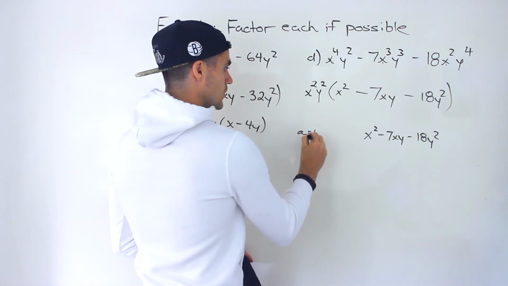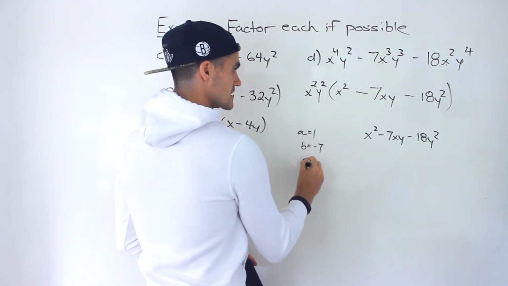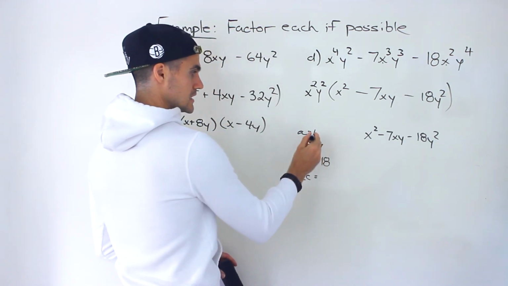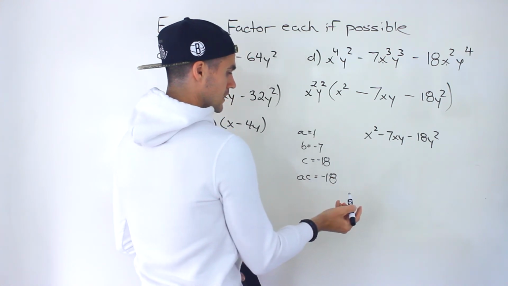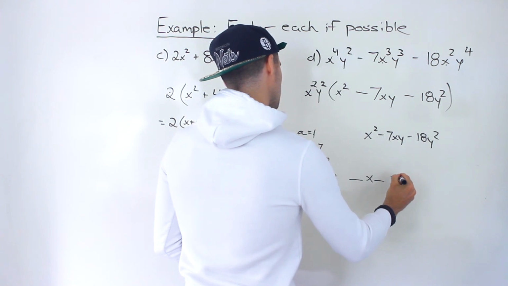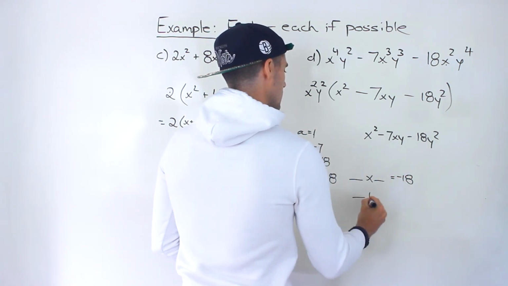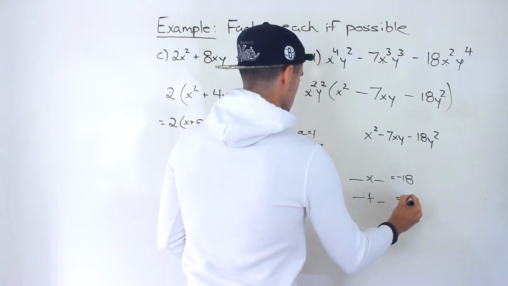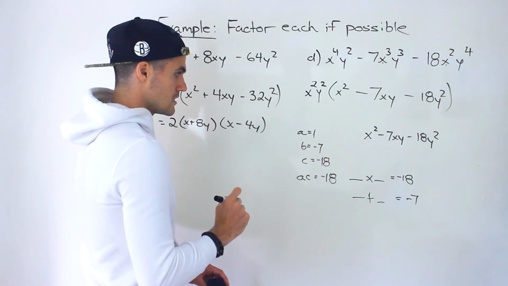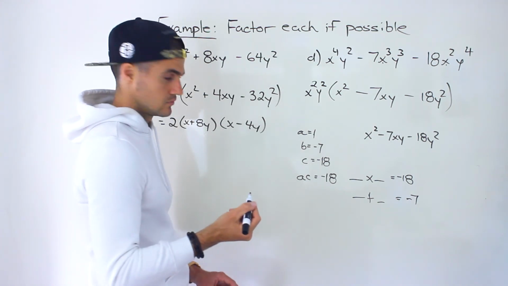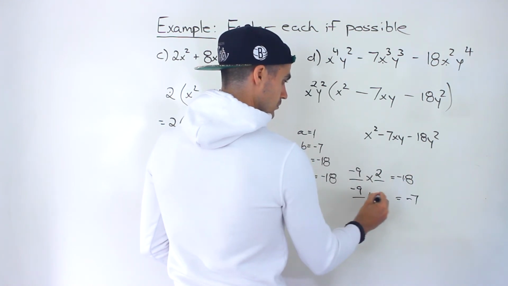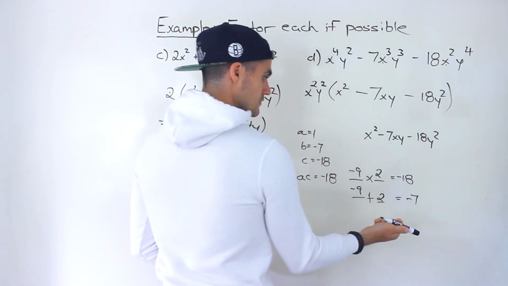So the a value is 1, the b value is -7, the c value is -18. And we always get the ac value. -18 times 1 gives us -18. And then we find two numbers that multiply to that AC value and add up to that B value. The B value is -7. So what are those two numbers going to be? -9 and 2 work, right? -9 times +2 gives us -18. -9 plus 2 would give us -7.